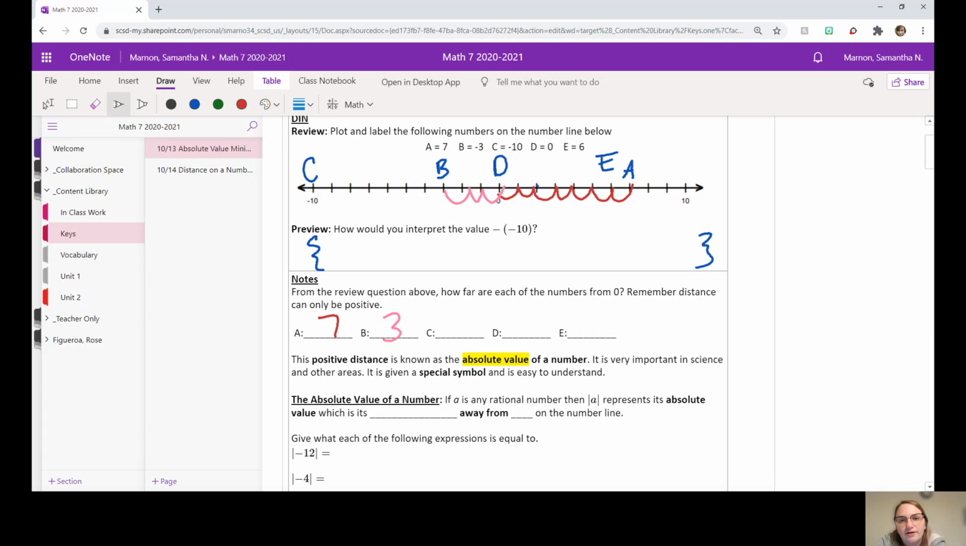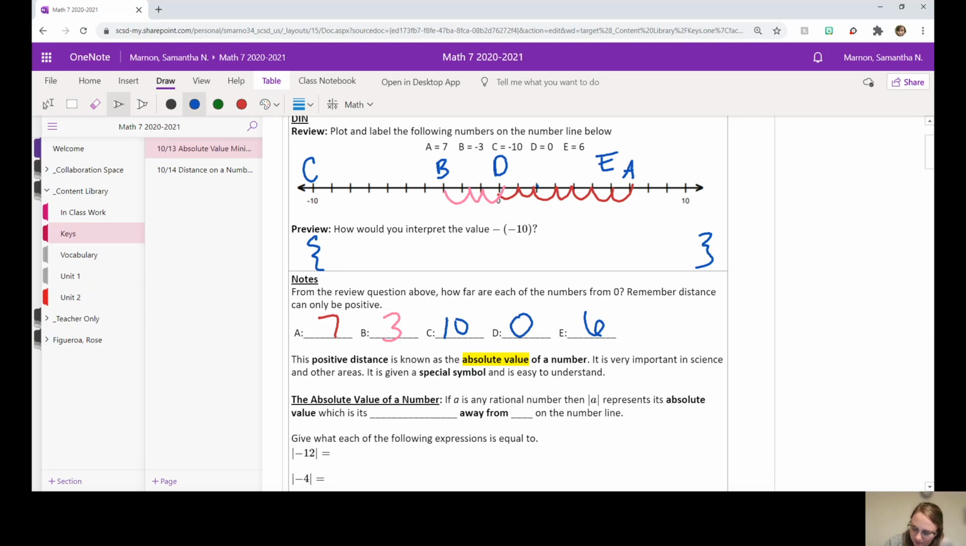Okay, so you should have completed C, D, and E, figured out those distances. I'm going to fill it in for you. C is 10 away at -10. D is 0 away, and E is 6 away. So now we have here a definition. This positive distance is known as the absolute value of a number. It is very important in science and other areas. It is given a special symbol and is easy to understand.